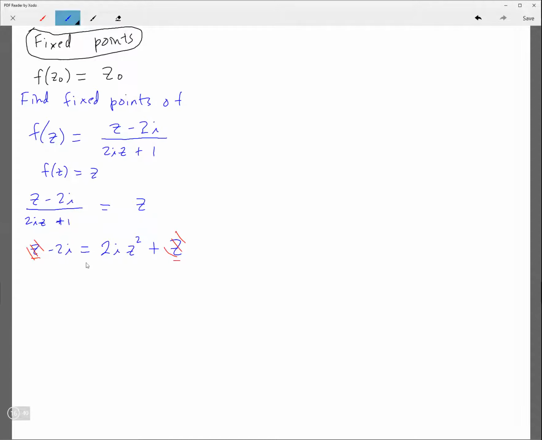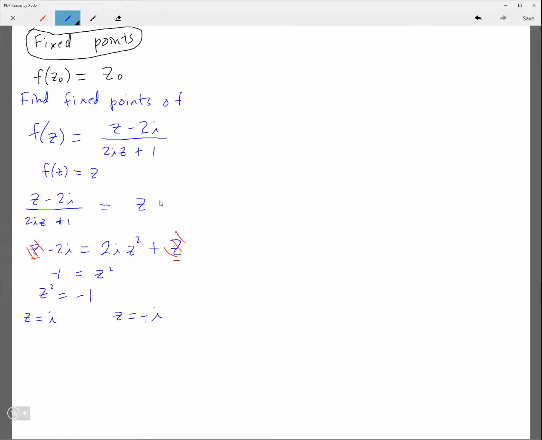Oh, yeah. So the two i's cancel, and you end up with negative 1 equals z squared, or z squared equals negative 1. Okay, so does anybody know what the two solutions to that are? To this equation? Plus or minus i. Yes, so there's i and there's negative i. Good. Thank you. Plus or minus i are the two solutions. And so those are the fixed points.